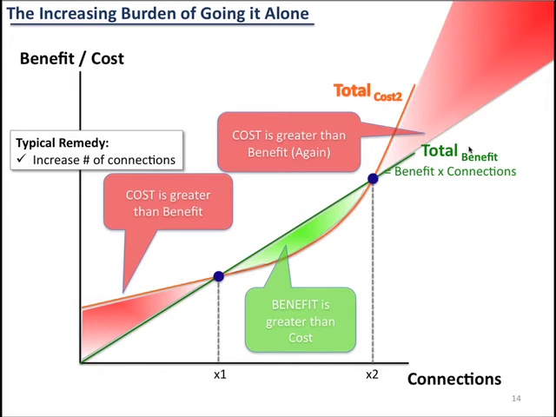I mean, you keep doing it anyway because you're still getting increasing benefit. It still feels good, as evidenced by that green line. It continues slanting upwards. But the fact is, you're just one person, and you won't be able to keep scaling this way forever, because even though that benefit line keeps going up, so does the cost much more quickly, because of just the numbers of connections that you're trying to cater to now. And that's the increasing burden of going it alone. And at this point, something's got to give.